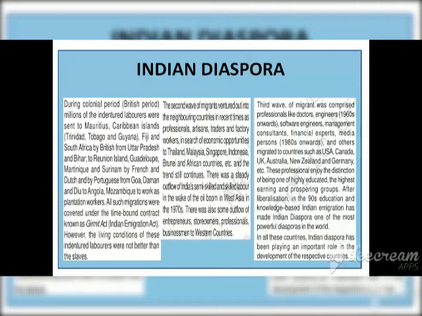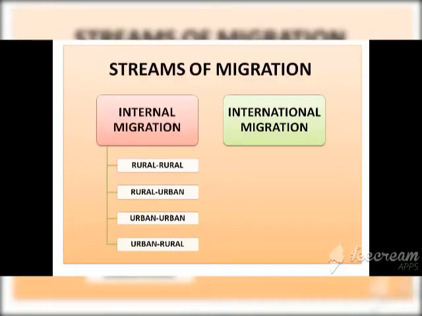Now coming to the next slide, here we have the different streams of migration. As you can see, we have two streams of migration. One is internal migration, which takes place within the country, and the other is international migration, which takes place overseas. Under internal migration we have several streams: rural to rural, rural to urban, urban to urban, and urban to rural.